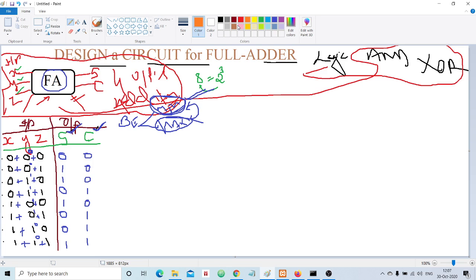Let us assume that we shall start with sum, but there is no rule that you should start with sum first and then carry. You can start with carry first, then sum, but usually we will follow the left to right approach, as we write the statement. Now to come up with a Boolean expression for sum, you need to look at the sum column only and pick the rows which have 1 as the output.